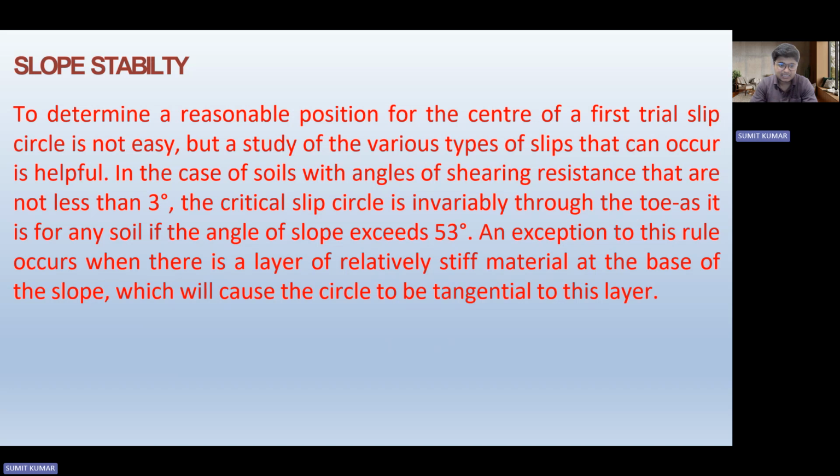So let me read this statement again. To determine a reasonable position for the center of the first trial slip circle is not easy, but a study of the various types of slip circle that can occur is helpful. In the case of soil with an angle of shearing resistance not less than 3 degrees, the critical slip circle is invariably through the toe, as it is for any soil if the angle of slope exceeds 53 degrees. Hence it is easy to find the slip surface for the first trial circle.